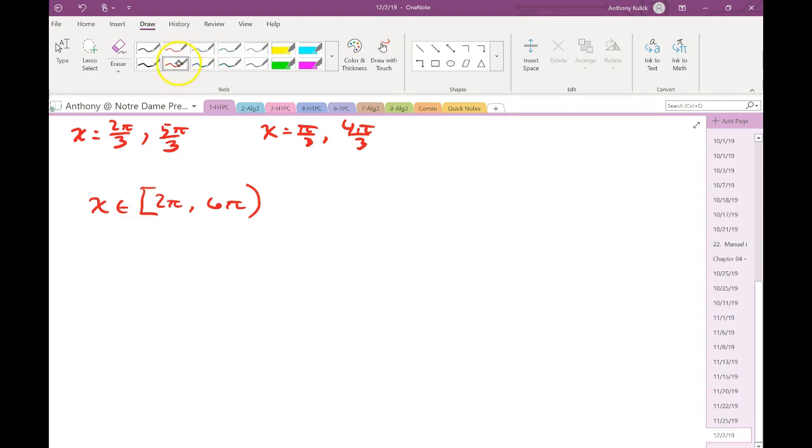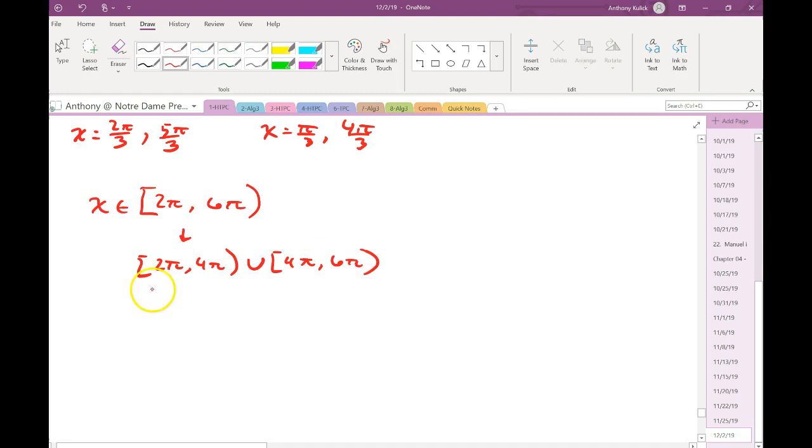So when I see this, what I see is I'm going to find something from 2 pi to 4 pi, and then also something from 4 pi to 6 pi. So all I'm going to do is find the things between 2 pi and 4 pi: I'm just going to take my unit circle answers and add 2 pi to those. And to get the things between 4 pi and 6 pi, I'm going to take my unit circle answers and add 4 pi to those. That's it. Everybody okay with the reasoning why?